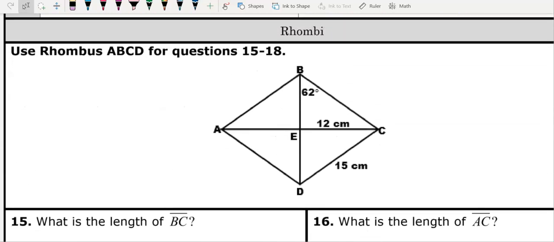All right, so in this section, we're given a rhombus with some information on it, and then we're going to answer the questions 15 through 18. So first off, I see that this portion of the diagonal is 12. So that means at least this one is 12. If this side over here is 15, that means all of my sides are 15.